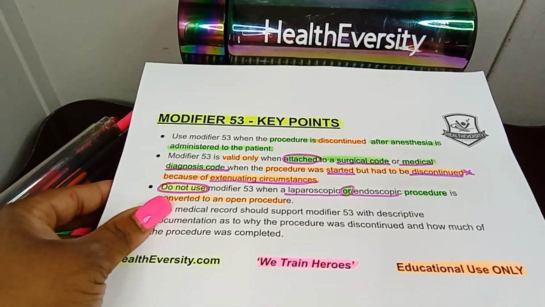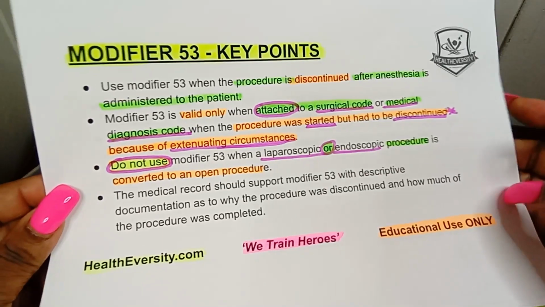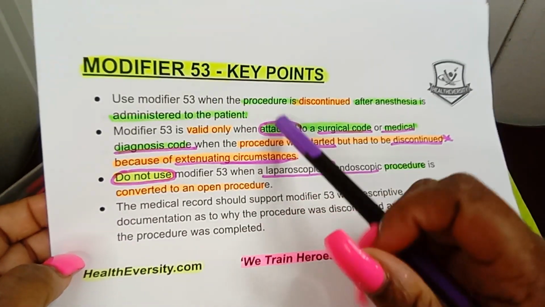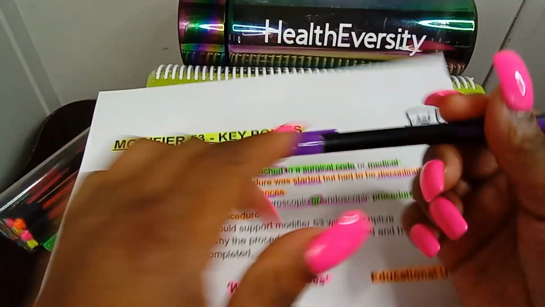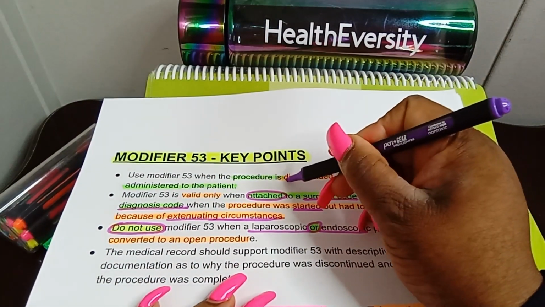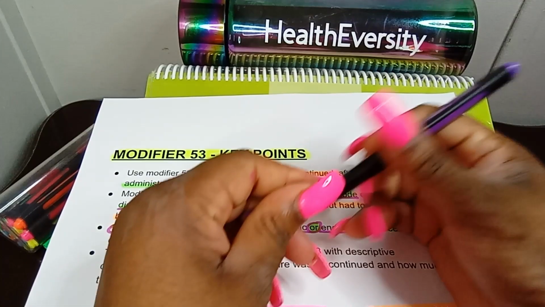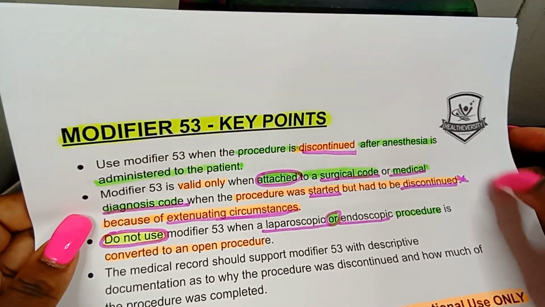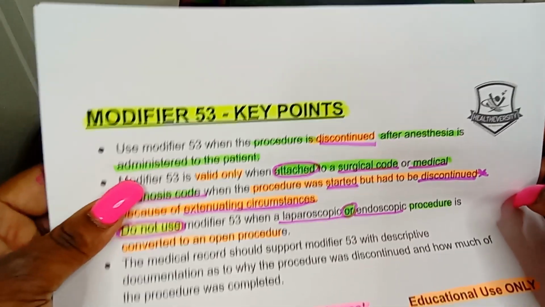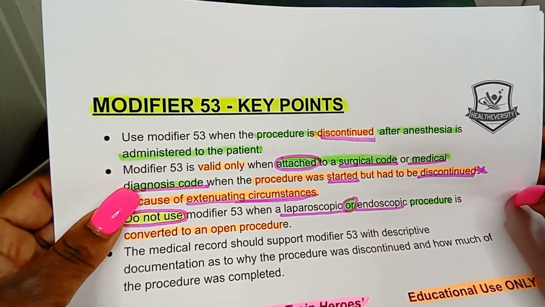All right, let's jump right into the key points here. Use modifier 53 when the procedure is discontinued, and after anesthesia is administered to the patient.